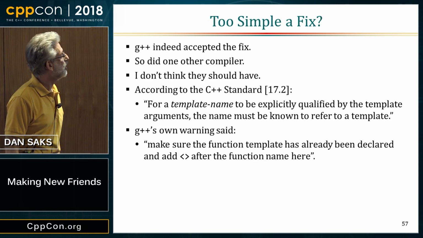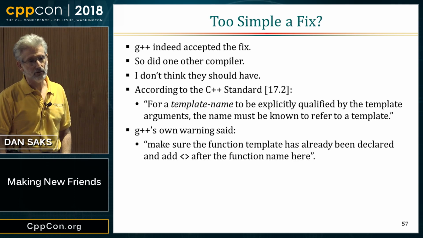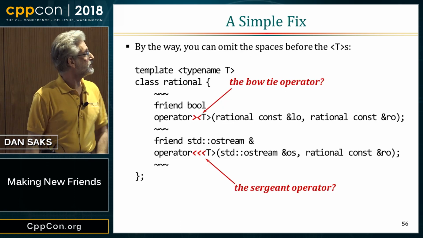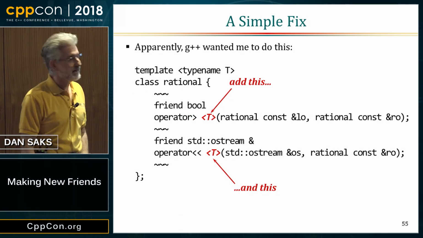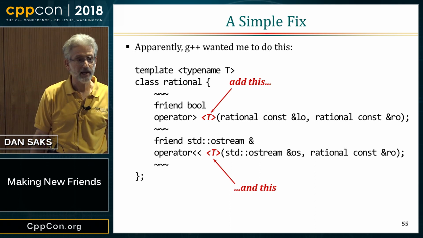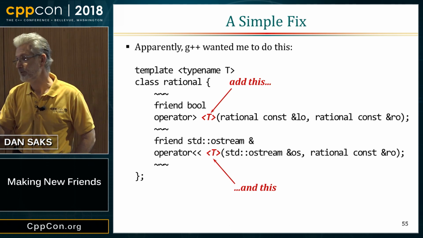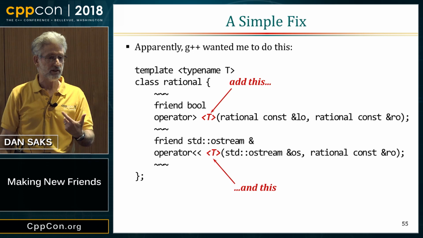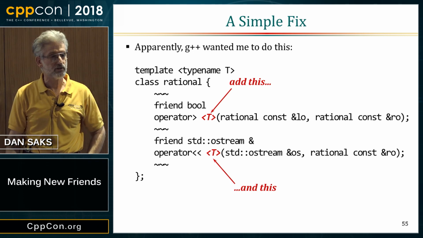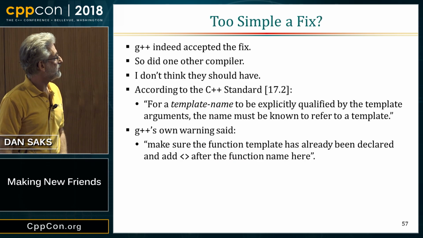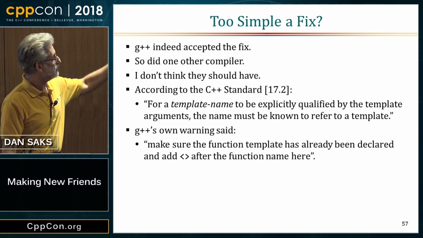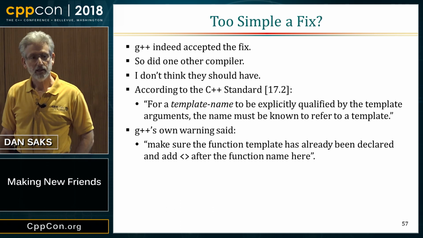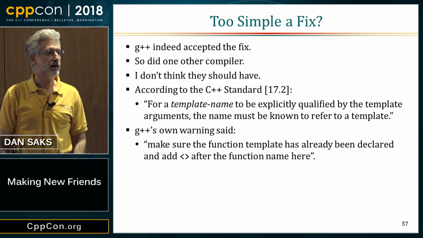And I stepped back and said, hold it a second. That shouldn't have compiled. Because in order for the compiler to recognize, for example, greater than as a template, you have to declare operator greater than as a template first. In other words, this is just using the name, putting angle brackets and a t after it and saying, treat it like it's a template. It was never declared as such. And in fact, the warning that came from G++ said, make sure the function template has already been declared and add the angle brackets after the function name. And despite the warning, the GNU compiler compiled it anyway.